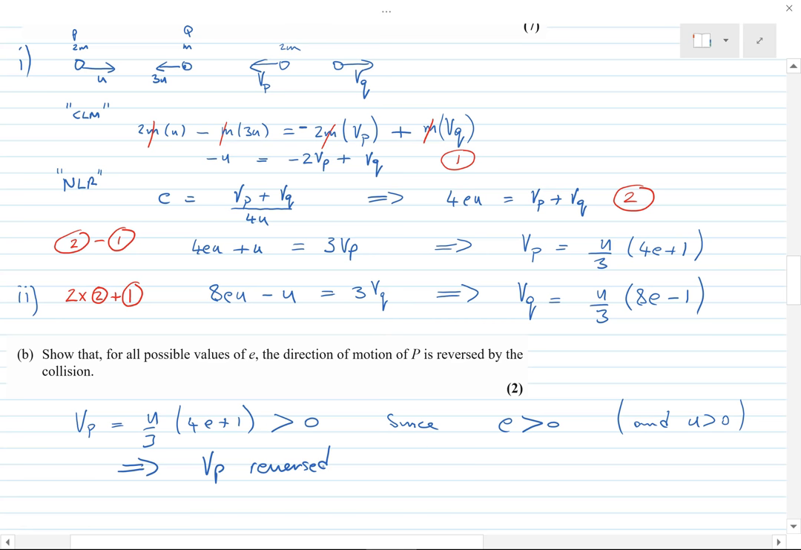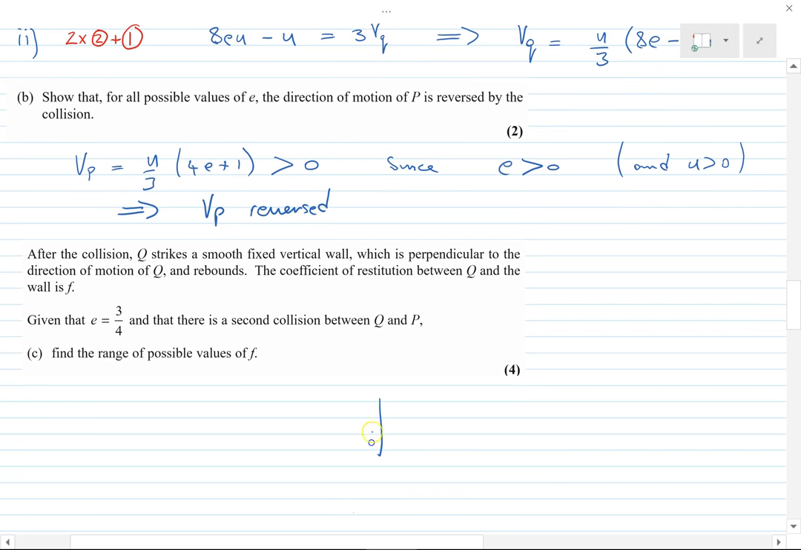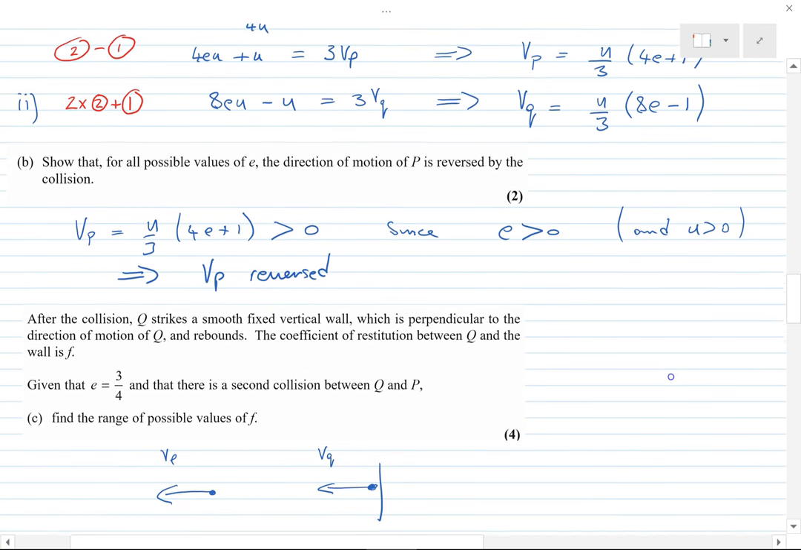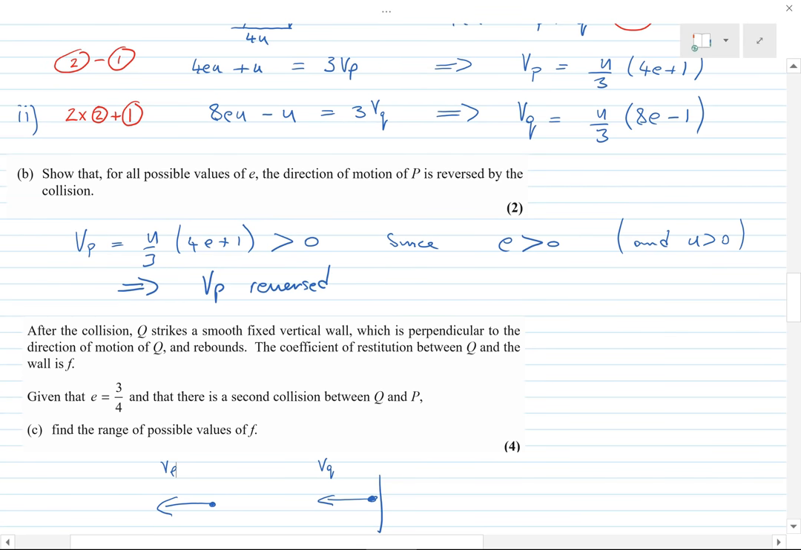Okay, so there's another part to this question. Part C has the particle Q rebounding off a wall. Vp, as we've already found, is going off in this direction. We're told e is the coefficient of restitution between the particle Q and the wall, and we're also given a value of e equals 3/4. Now we've worked out expressions for Vp and Vq in terms of e. Now we know e, we'll be doing ourselves a big favour to work it out straight away.